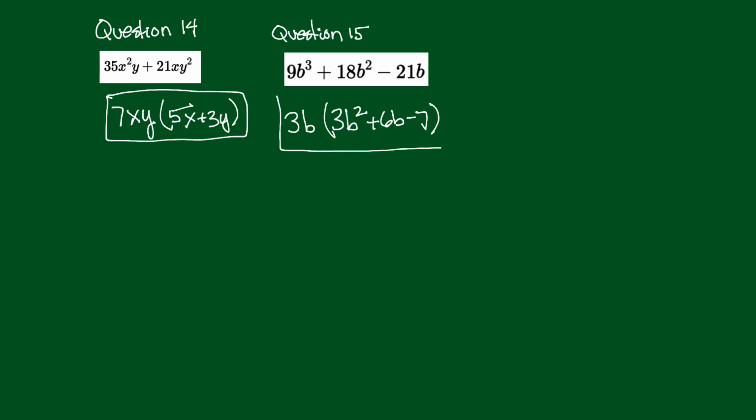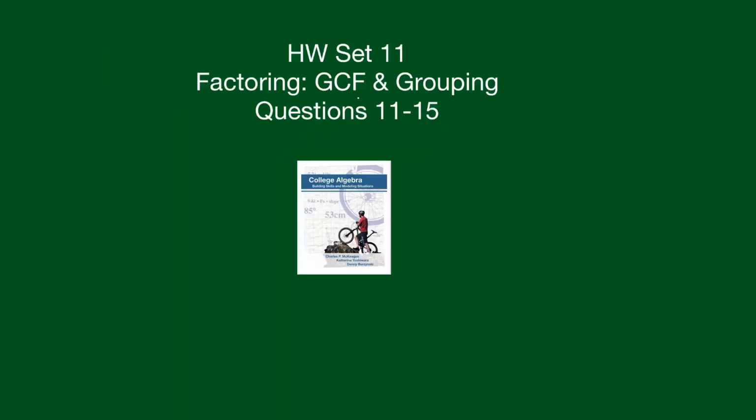We're done. We've got the factored form. We factored out the greatest common factor. And that finishes our homework set number 11 on factoring with the greatest common factor and grouping.